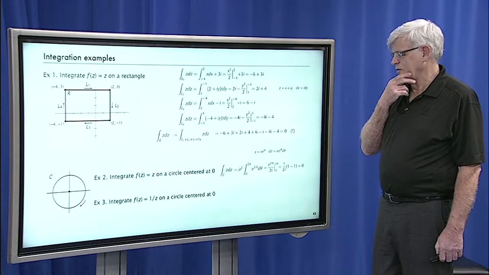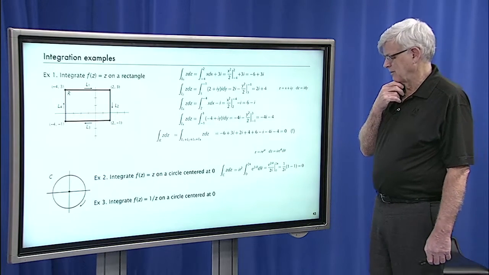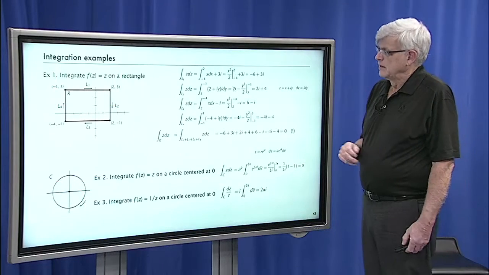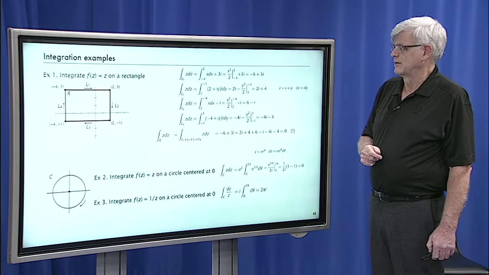What about 1 over z on a circle centered at 0? So the integral of 1 over z, again substituting r e to the i theta, dz over z is just i d theta. All that's left is i d theta. And so that integral is just going to be 2 pi i. The integral of 1 over z in a circle centered at 0 is 2 pi i. So that's examples of integration.